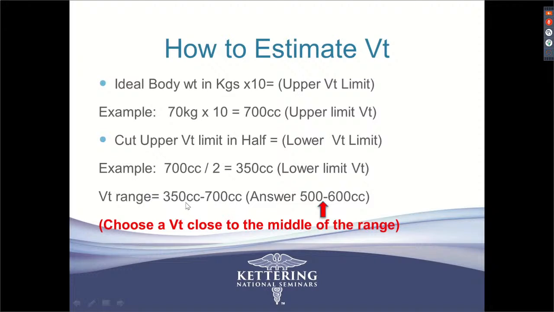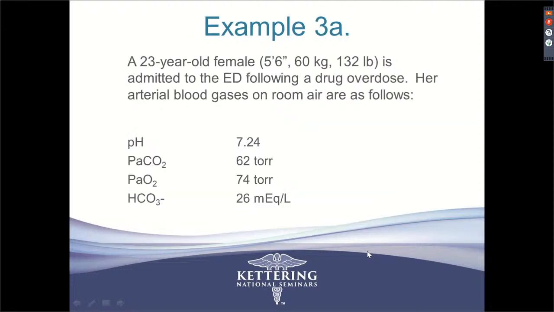Once I've got this range, the answer that I'm looking for on the test is not up here at the high end, which I know you want to stay away from. I'm looking for something in the middle. So you want to choose a tidal volume that is close to the middle of the range. For this particular range, I'm looking at somewhere around 500 to 600 for this guy's tidal volume to start him off. That's how you would walk through the steps of calculating an actual tidal volume.